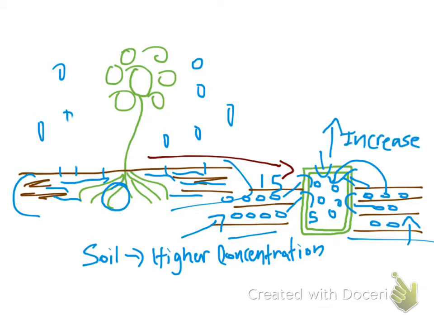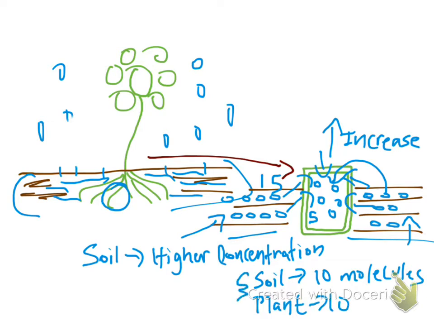So in the end, what happens is in the soil there were 10 molecules, and in the plant there were also 10. And this is what equilibrium is. So that's pretty much what diffusion and osmosis is, and it's just a natural process. It's always happening, and it's happening in a lot of different places. It's just happening everywhere. Molecules are moving in and outside of cells and achieving equilibrium in every single movement.